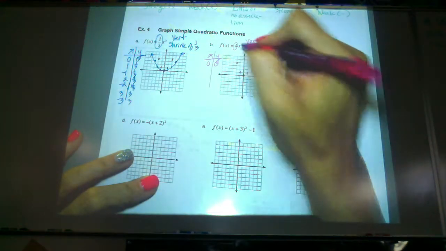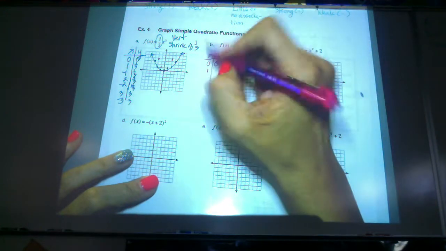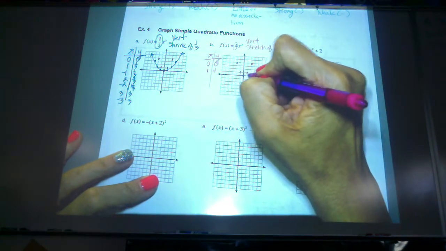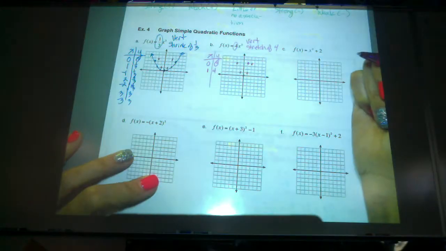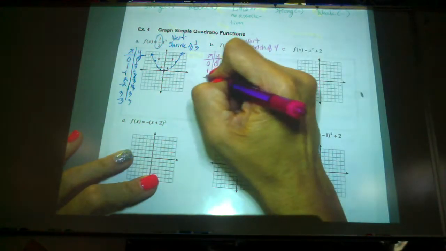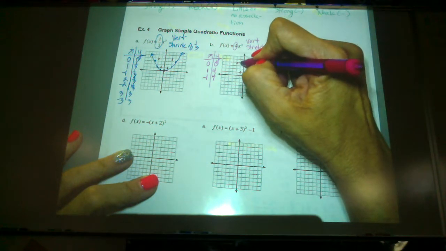Plug into the right 1, so plug in 1. 1 squared is 1, times 4 is 4. I can plot 1, 4, so it's the right one, up 4. And -1 is also going to give me 4, so when I square the negative, it's still positive.